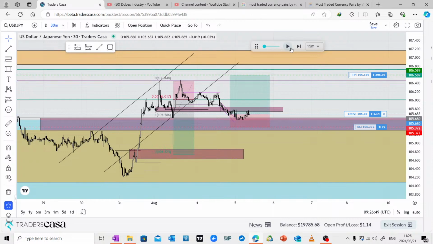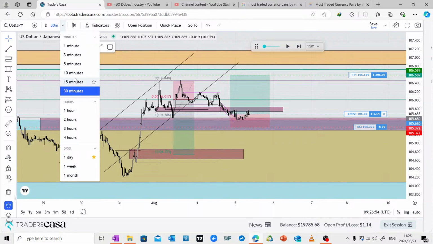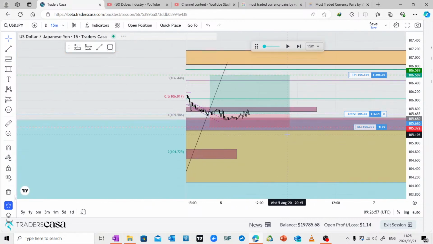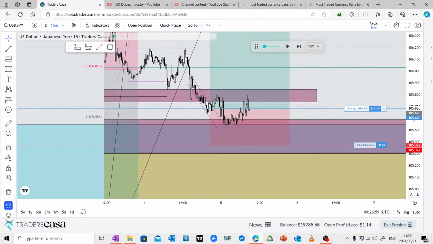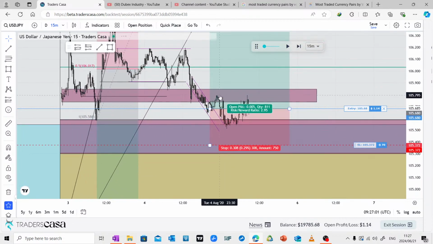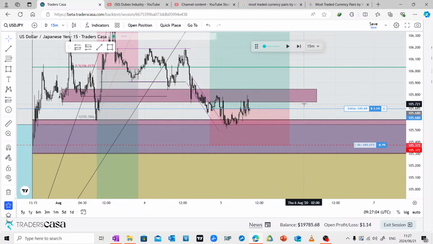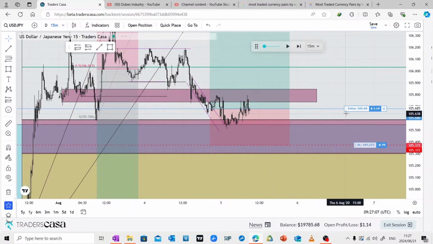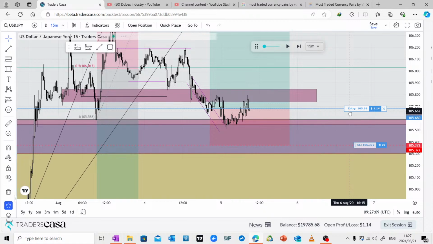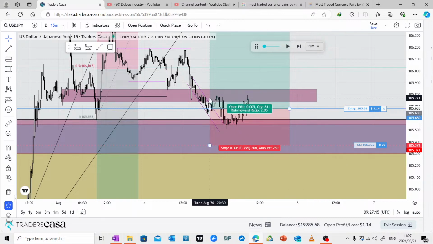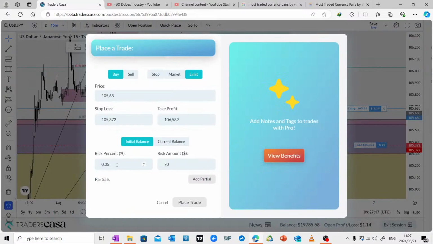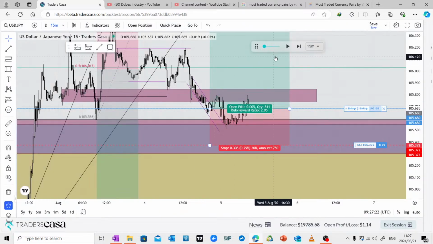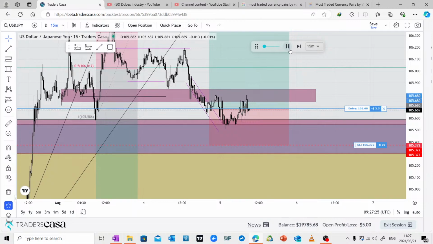Yeah, I think the market is gonna start rolling up, so I'll jump into the 15, take another trade to push to the upside. Open, risk the same amount. Now we've got another 0.7 on the line.